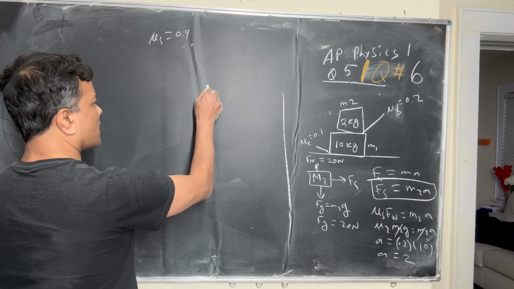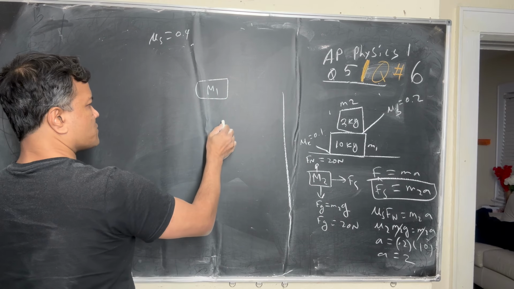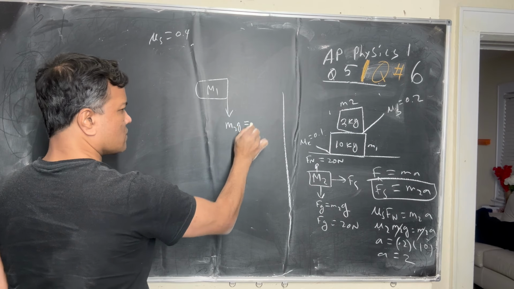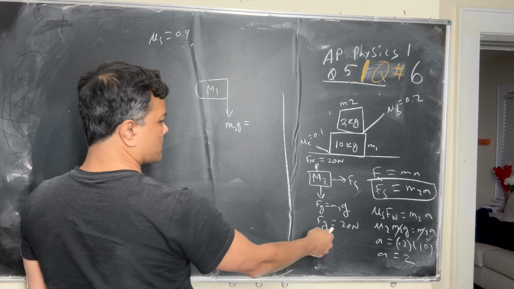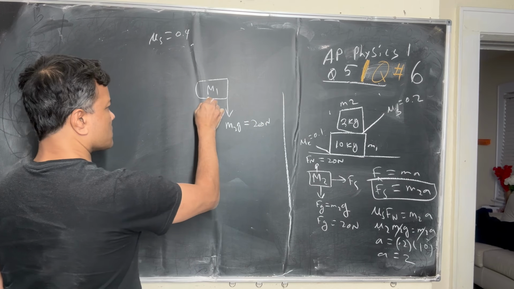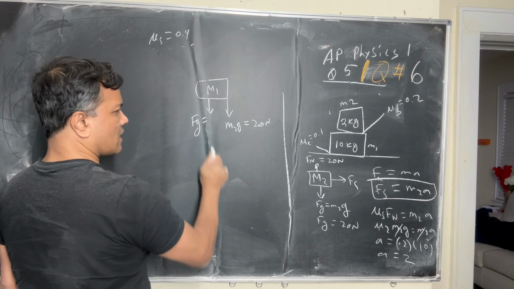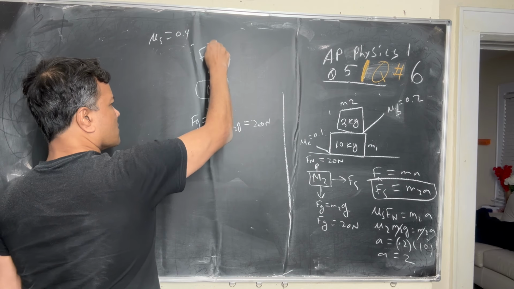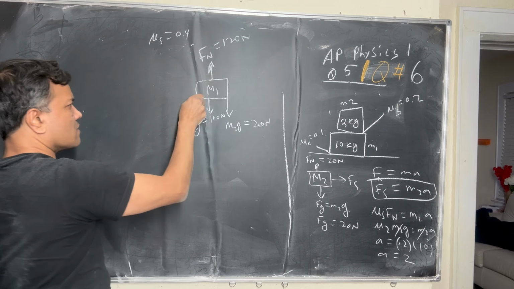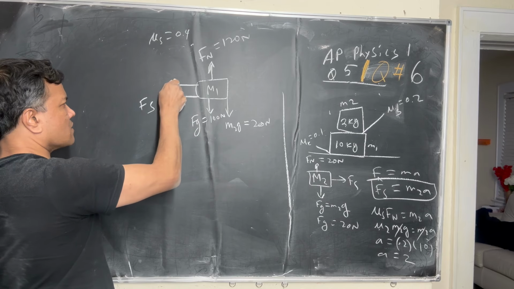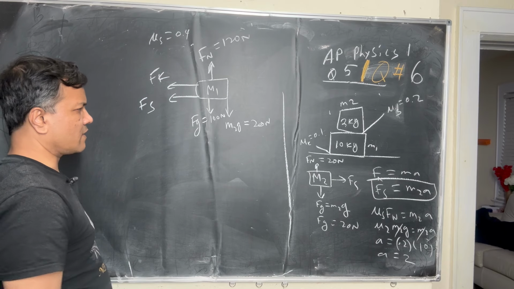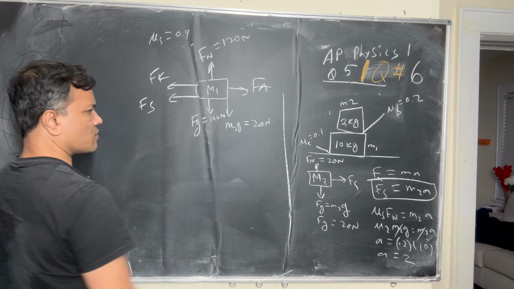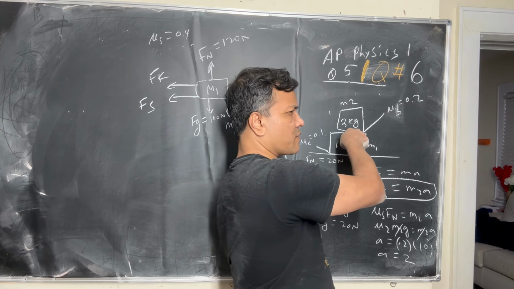So mass 1, what's going on? Mass 1 has M2g, which we already calculated, 20 Newton. This is Fg. M1 is 10, so 100 Newton. So Fn is 120 Newton. Fs, Fk. Okay, great. So, F applied. So what is the maximum applied force so that it doesn't slip?